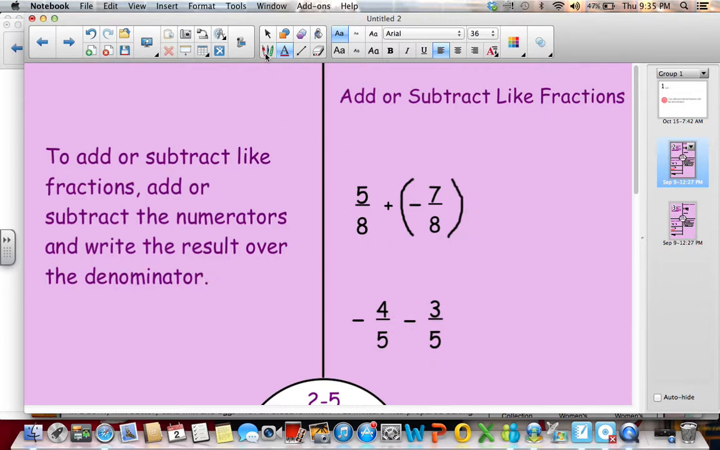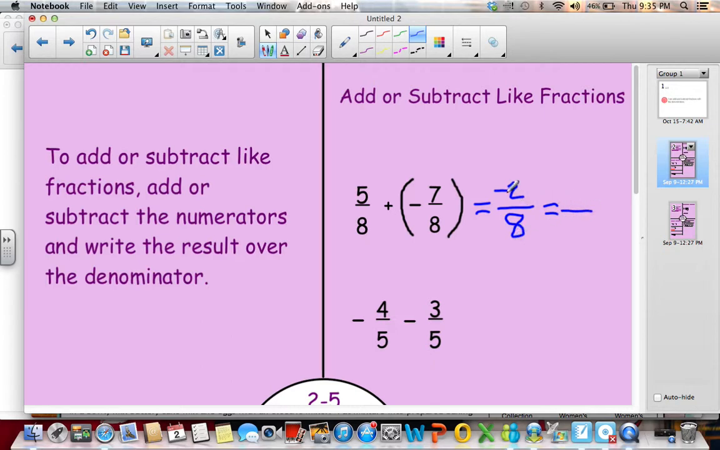over the denominator. So if we have 5/8 plus negative 7/8, well, we keep the denominator, so we know it's going to be over 8, and then I have 5 plus negative 7, because our negative sign goes with our numerator. So 5 plus negative 7 is negative 2. So we have negative 2/8, and then we always simplify. I know that 2 and 8 can both be divided by 2. So negative 2 divided by 2 is negative 1. 8 divided by 2 is 4, so we have negative 1/4.